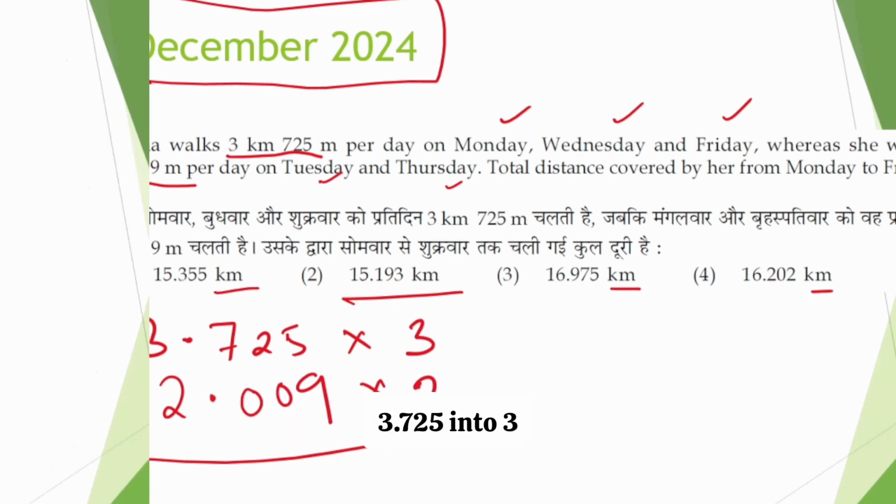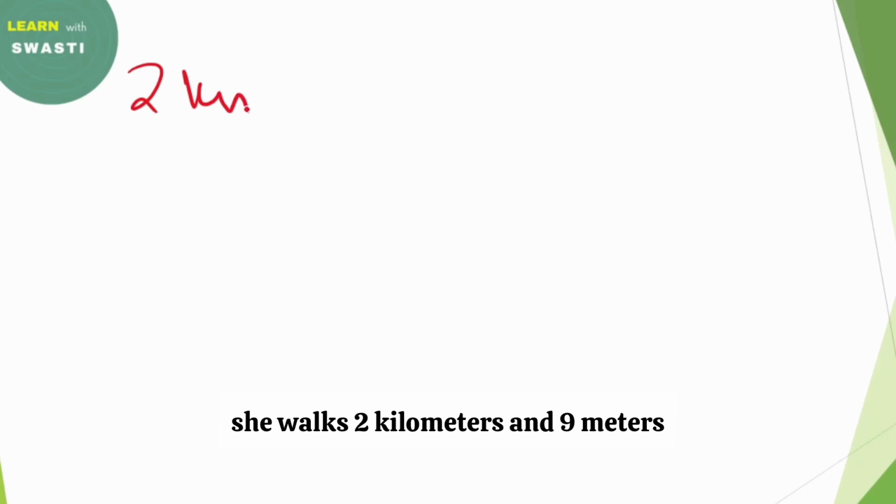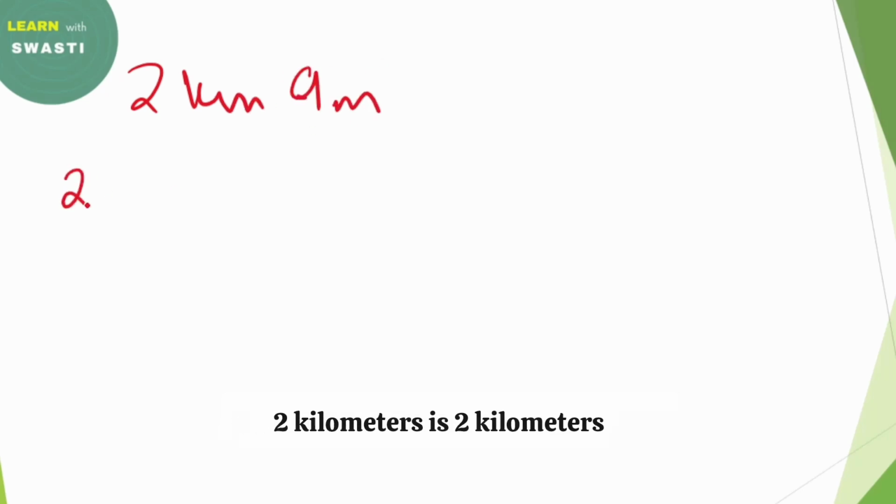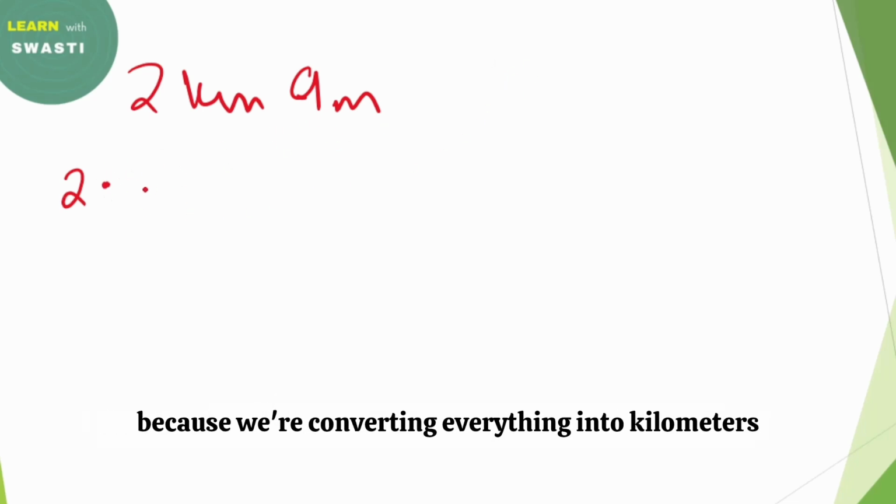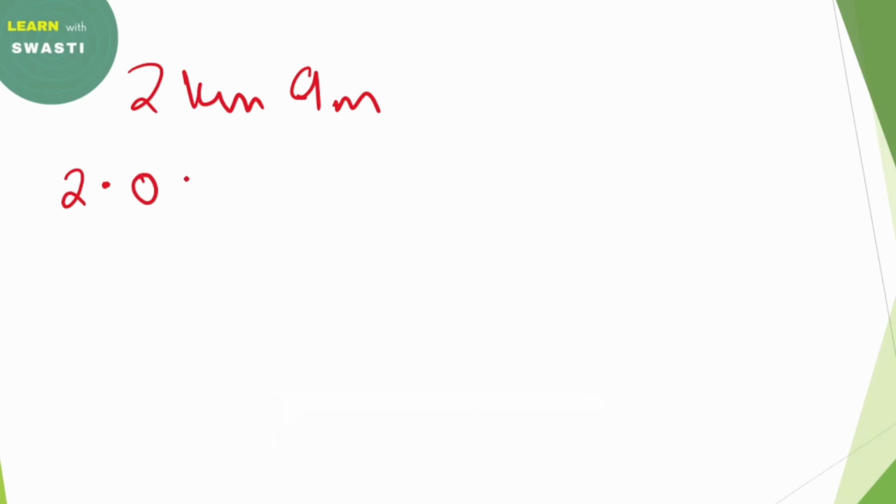3.725 into 3. In case you're not too clear, she walks 2 kilometers and 9 meters. So we have to convert this. 2 kilometers is 2 kilometers, but 9 meters, we have to divide by 1000 because we're converting everything into kilometers. So this is your decameter, this is your hectometer, and this is your meter. 2.009 kilometers. Okay, so that is how you get this.